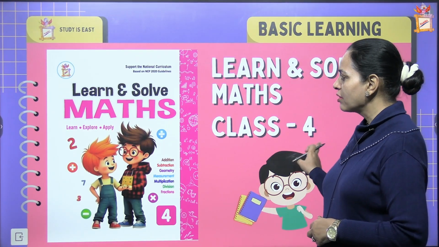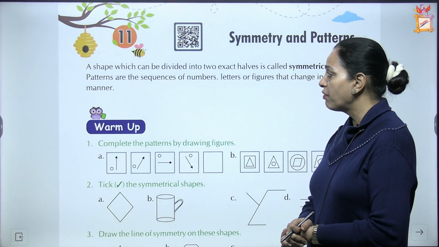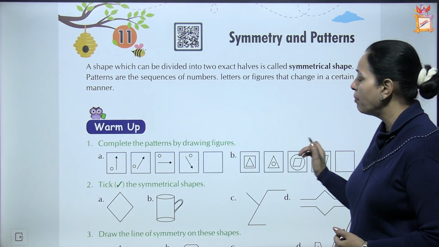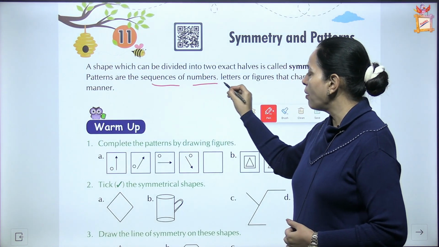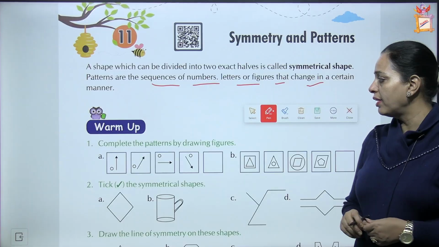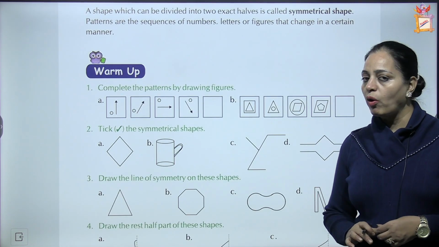So let's start. Now chapter 11, Symmetry and Patterns. A shape which can be divided into two exact halves is called a symmetrical shape. Patterns are the sequences of numbers, letters or figures that change in a certain manner. So, warm up. The first one, complete the patterns by drawing figures.